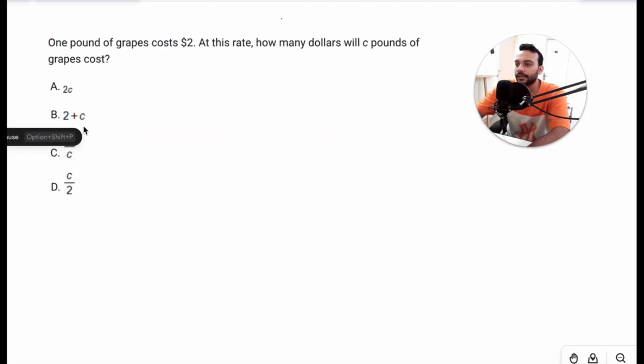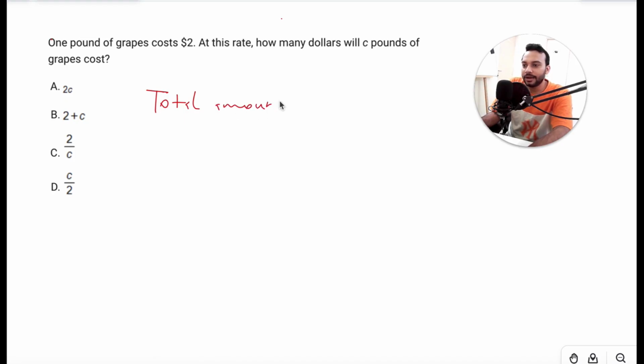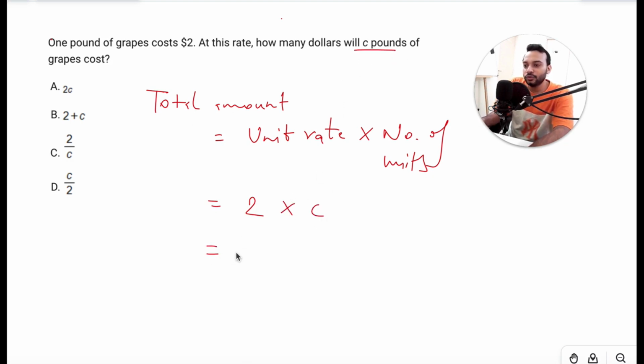Let's go to the next one. 1 pound of grapes costs $2. At this rate, how many dollars will C pounds of grapes cost? So usually the total amount is given by the unit rate, like rate per unit, multiplied by the number of units you're buying. So in our case, 1 pound is the unit. So 1 pound of grapes costs $2. So $2 is the unit rate multiplied by how many pounds? C pounds. So 2C is the total cost in dollars. Option A.